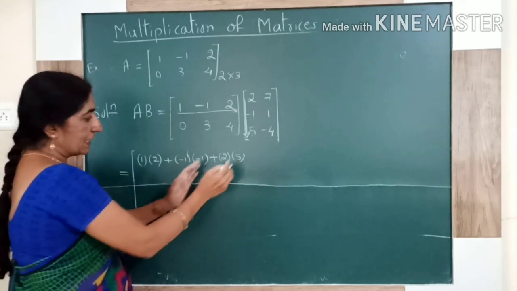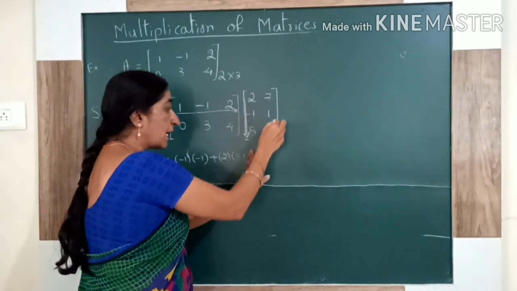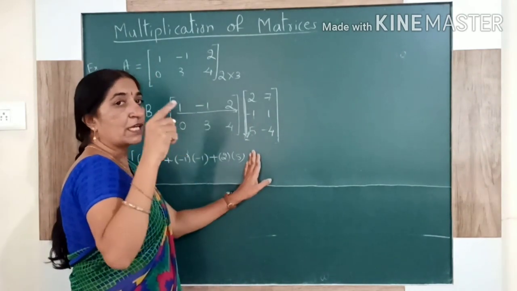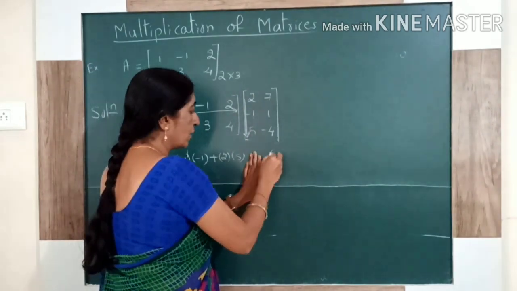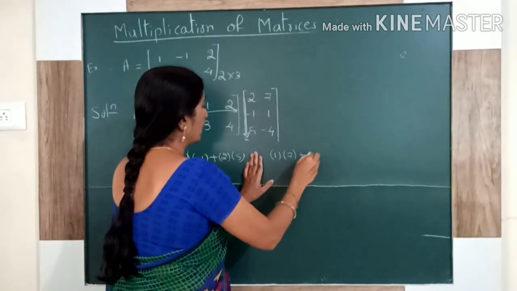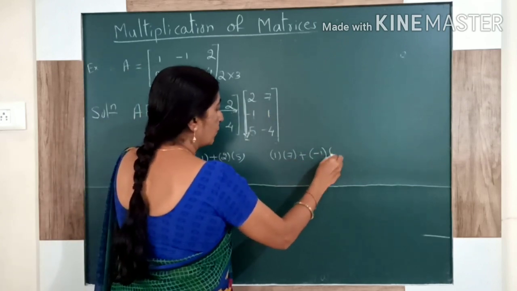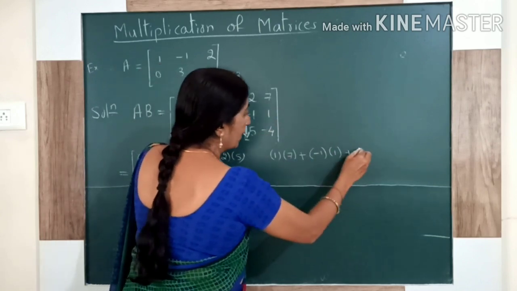Then this completes; leave some place in the middle. After that, first row with second column. Listen carefully. First row with second column. Again corresponding elements: 1 into 7, plus second element into second element, minus 1 into 1. Third element into third element.